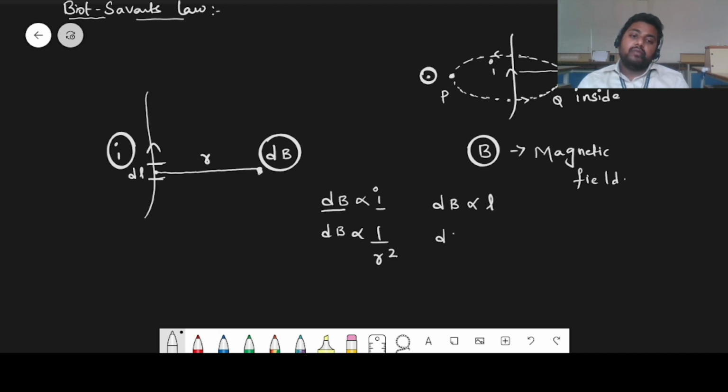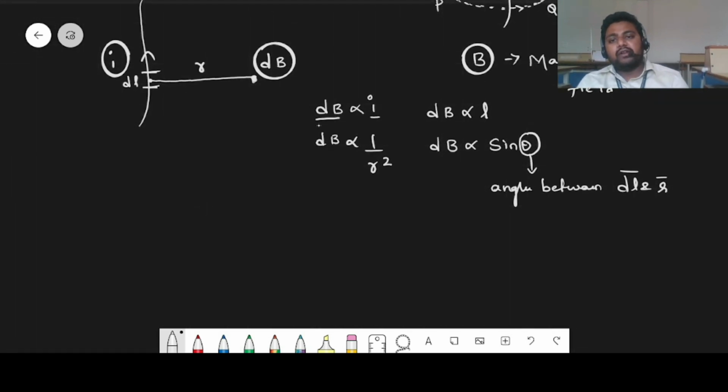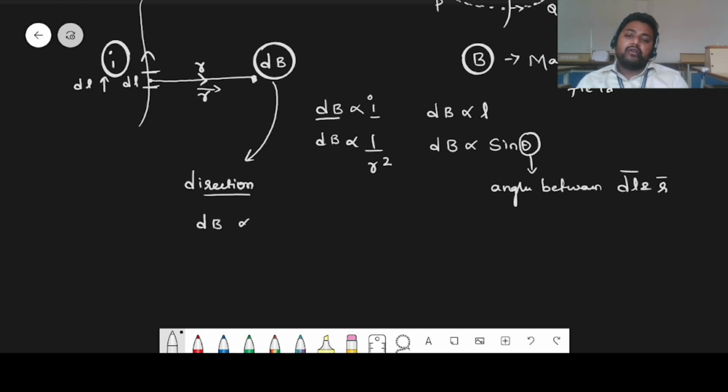It is also proportional to sine theta, where theta is the angle between dl bar and r bar, which are vector notations of length and distance. r bar is in this direction, dl bar is here in this direction. So the magnetic field does have a direction, and that direction will be given by the cross product dl bar cross r bar.